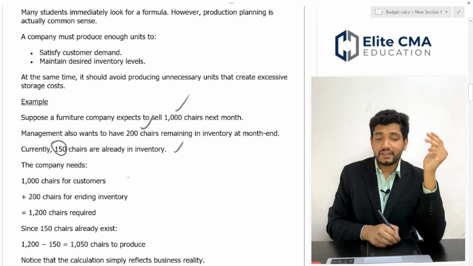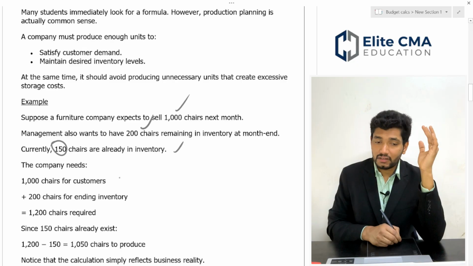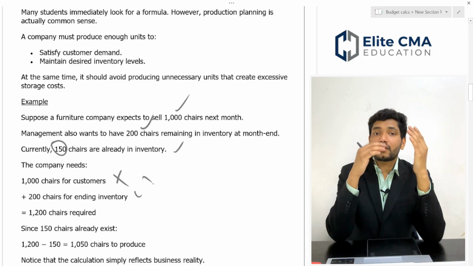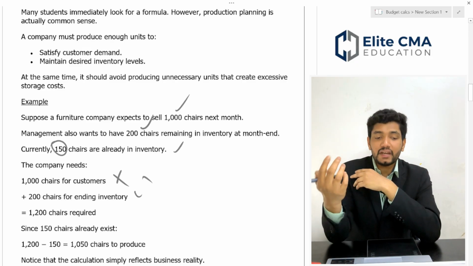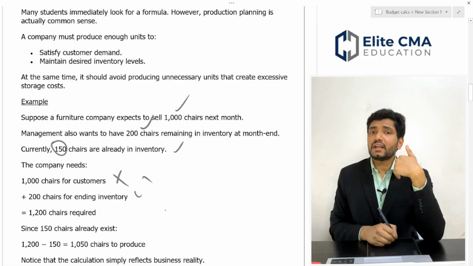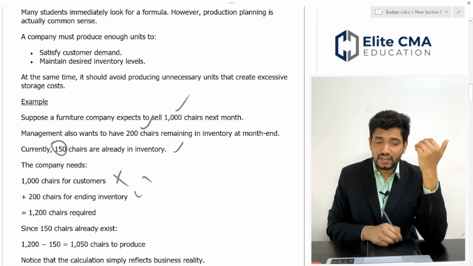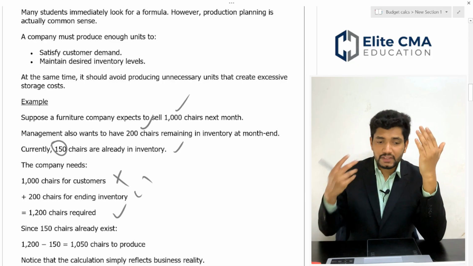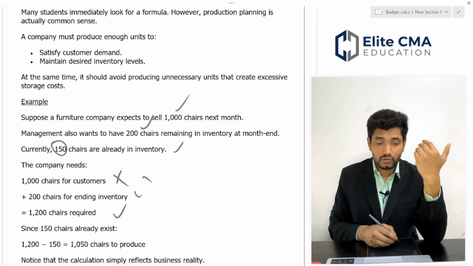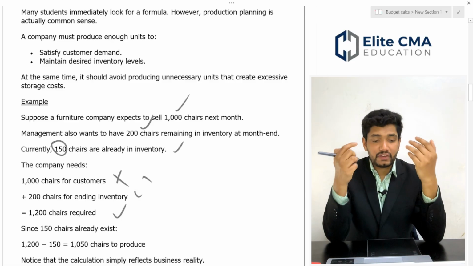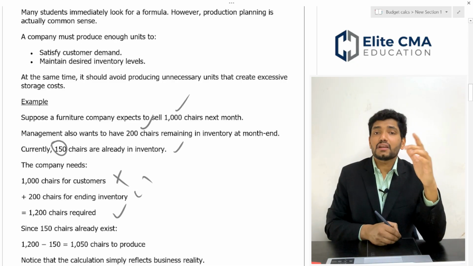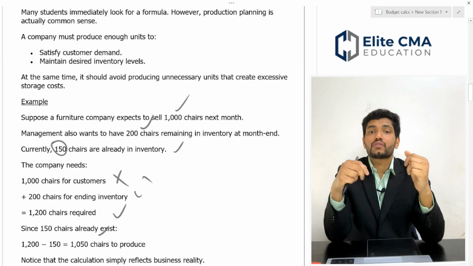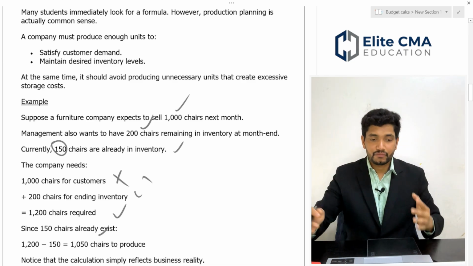So it has to consider the demand, that is 1,000, plus 200, that is the required ending inventory for that particular period. So total 1,200 chairs required. Out of this 1,200, 150 chairs already exist in the stock. So that 150 you can reduce. So the final quantity to be produced is 1,050 chairs, or 1,050 units of product have to be produced.